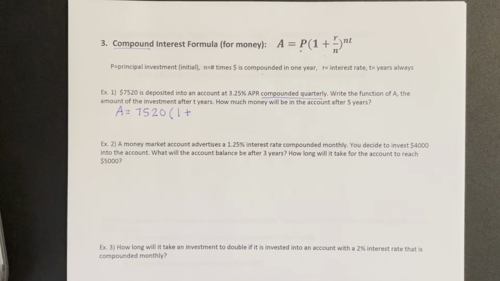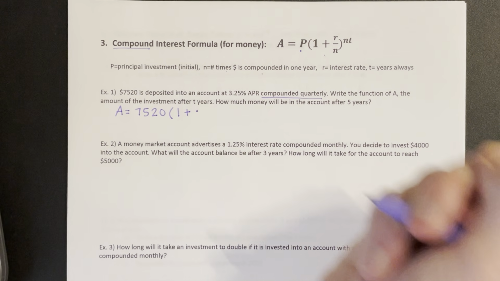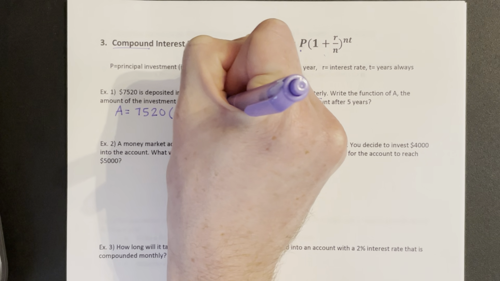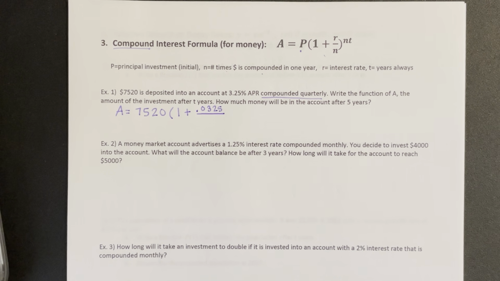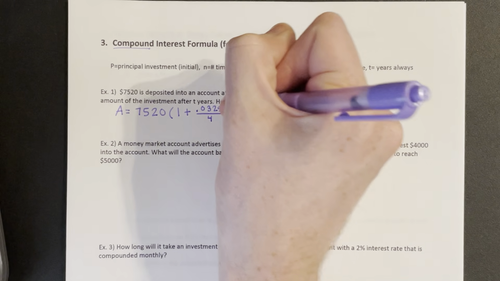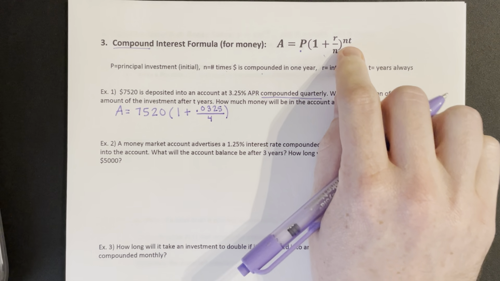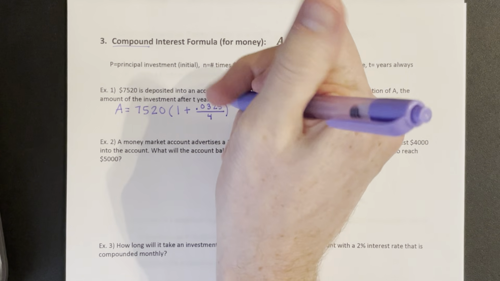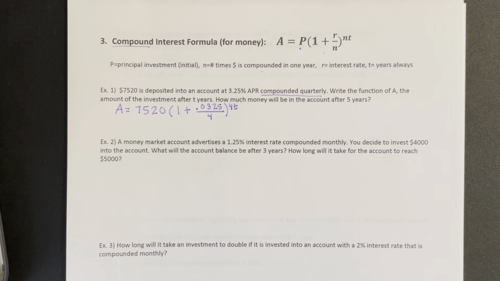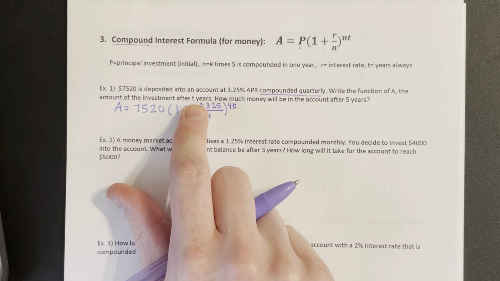1 plus my rate, well, the rate is 3.25%. So when I put that into a decimal, that's 0.0325 divided by the number of times compounded. If it's compounded quarterly, that means they're collecting the interest 4 times a year. So our compound rate is 4. Then it's raised to the NT, so 4 times T power. There's our function rule for the amount of investment after T years.